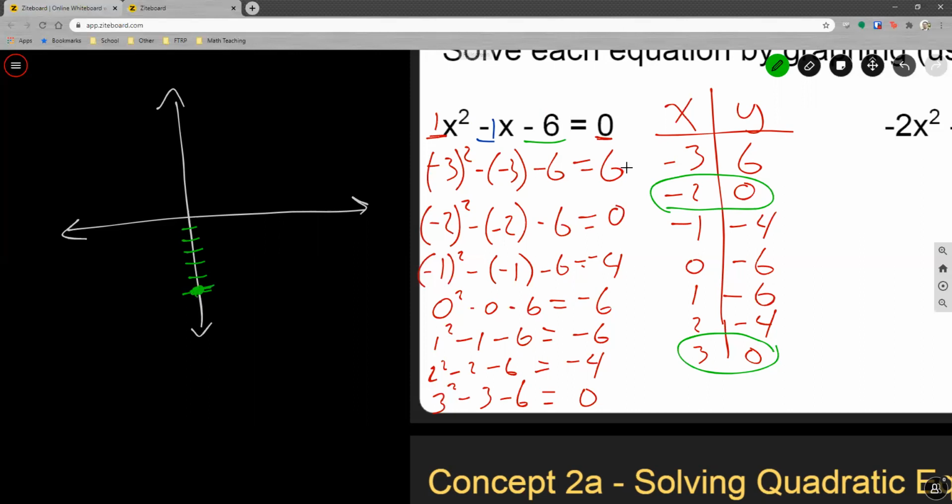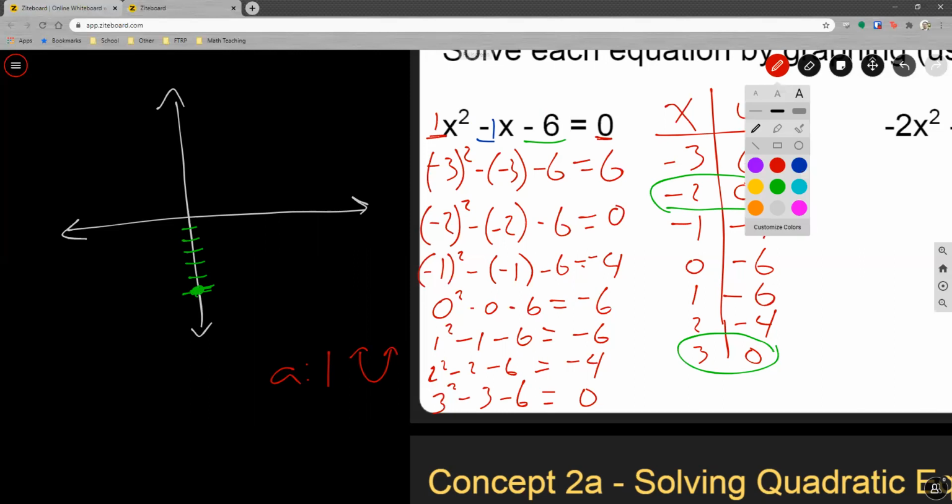Can't draw it very well. I know my graph points up because my A value is 1. So my graph points up. My B value is negative 1. I can use that information to get my axis of symmetry.